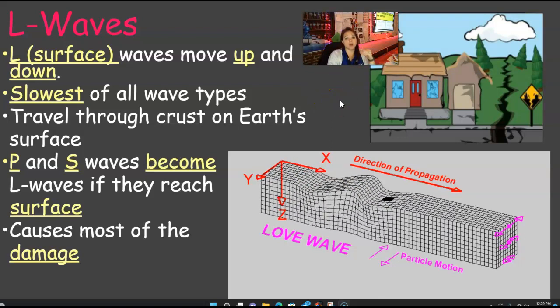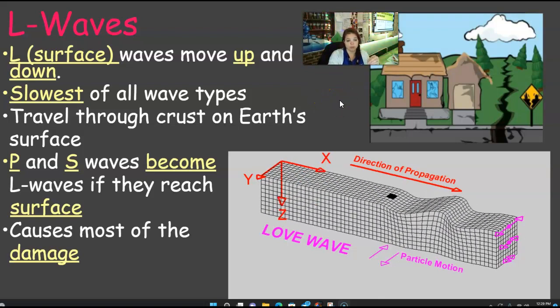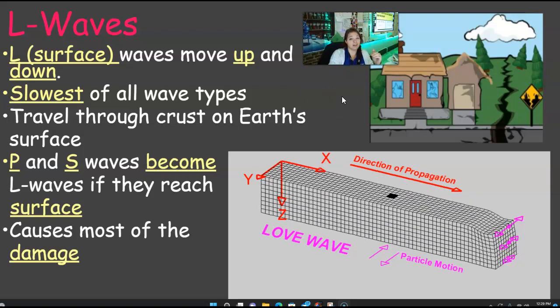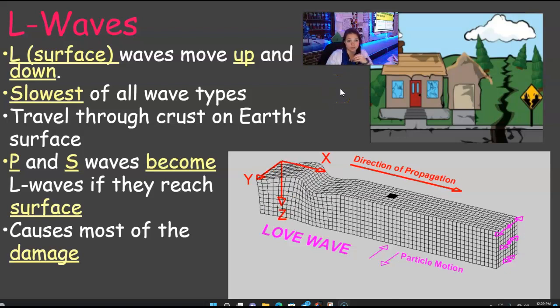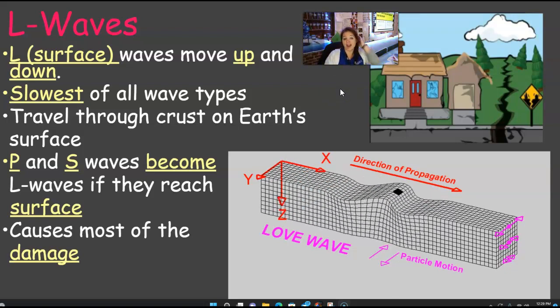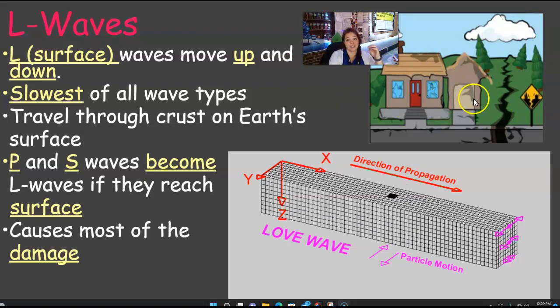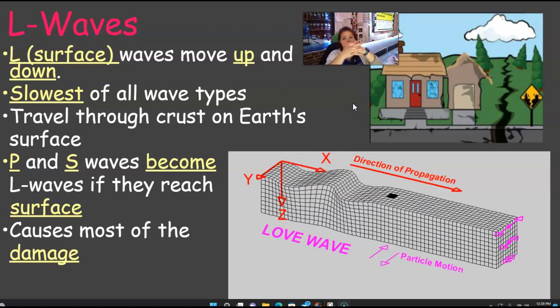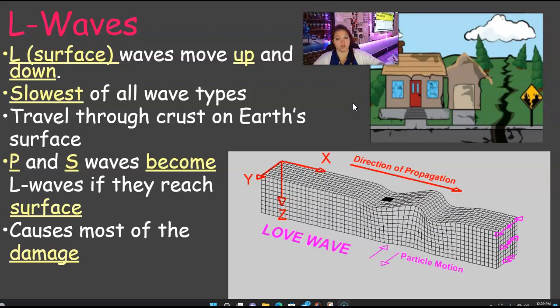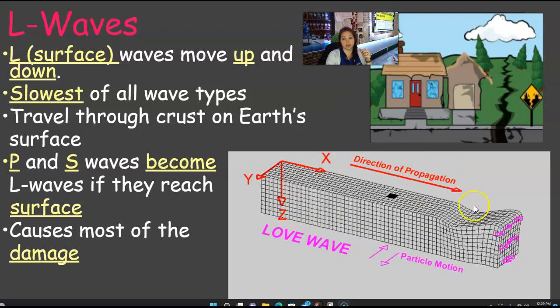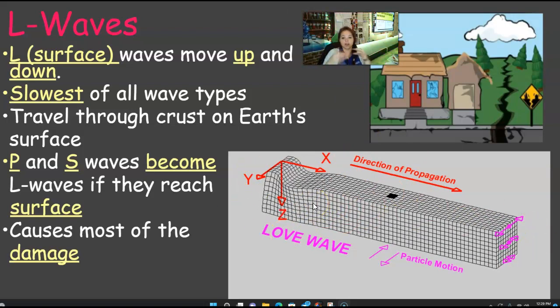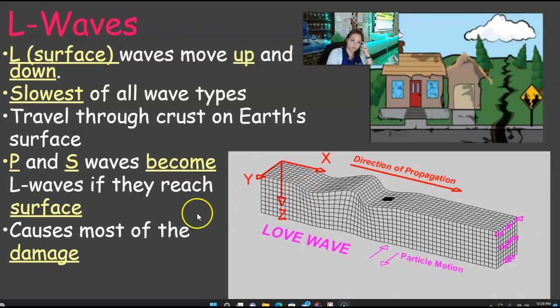And they only travel on the surface. They are the surface waves, right? And it's because the P and the S waves combine to form these L waves when they reach the surface, and they cause the most damage, right? Like, here's the damage. That's a lot more than the S waves. So when the S and the P waves join together, they form the L waves or the love waves. And you can see them, they kind of go like the up and down, side to side, compression-y type thing.